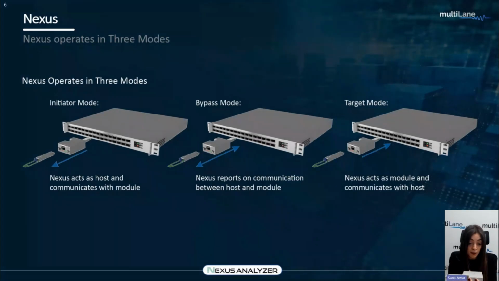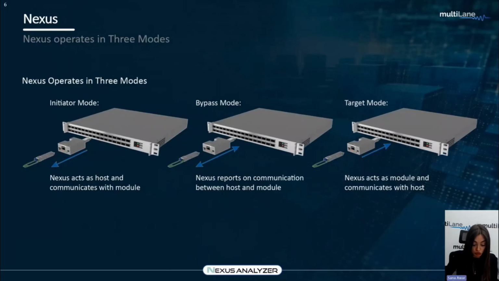When Nexus is in bypass mode, it sits between host and module and observes, or taps into, the communication between host and module. It sniffs the communication and has the capability to analyze it. When Nexus is in target mode, Nexus disregards whatever is plugged into it, effectively acting as a module itself and allowing you to debug everything on the host side.